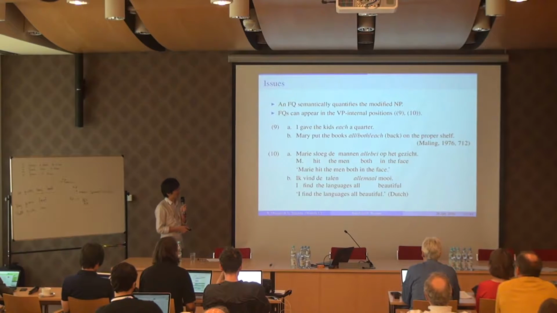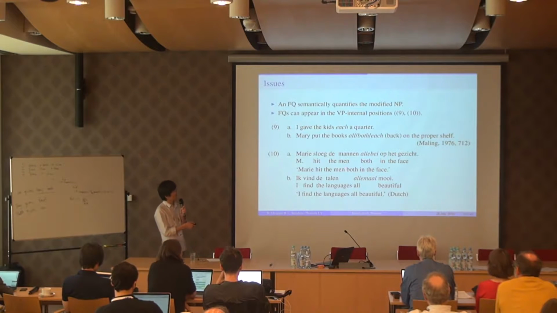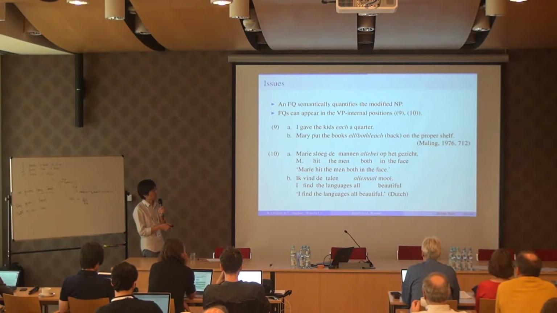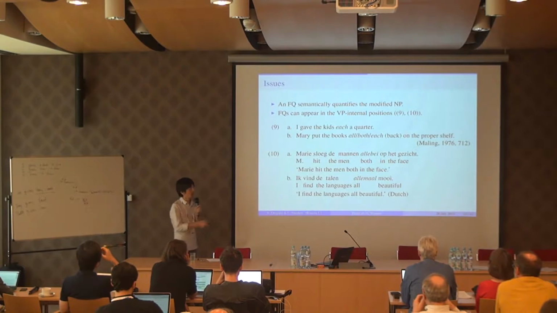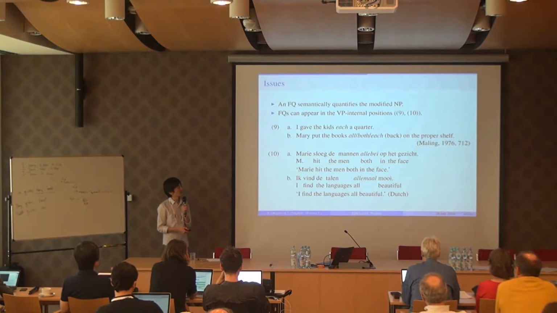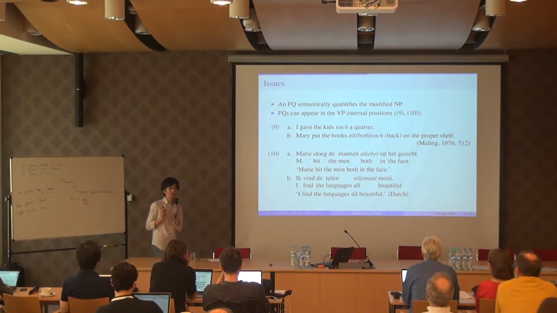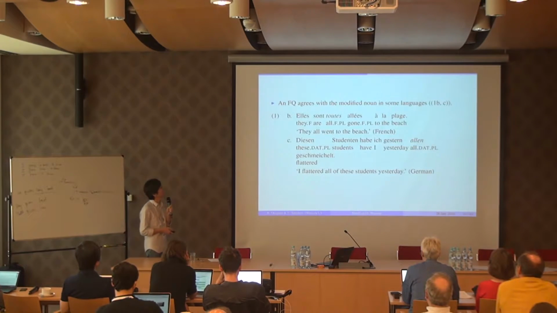And another typical example is a secondary predicate. So in 10b, I find the language beautiful, and then we can insert the floating quantifier all between the object and the secondary predicate. So under those specific conditions, we need to allow floating quantifiers to appear as a complement of the verb. So this is a fact we need to capture.